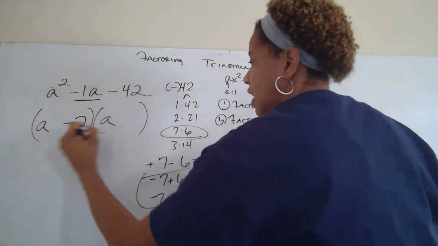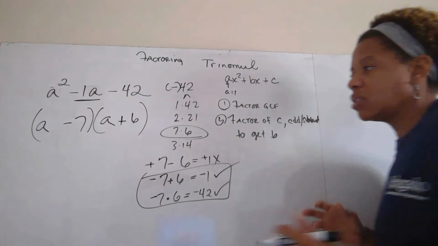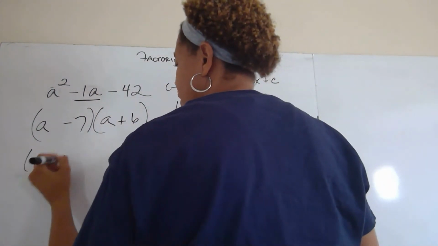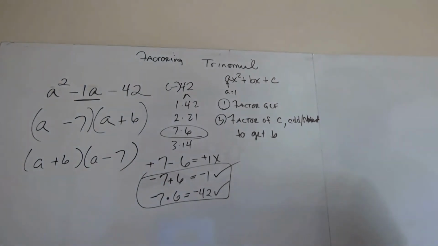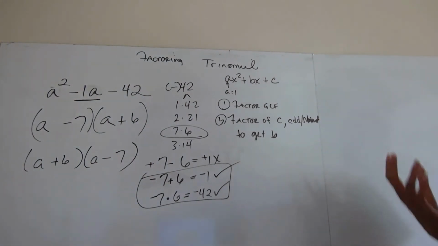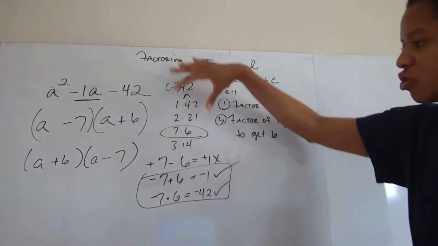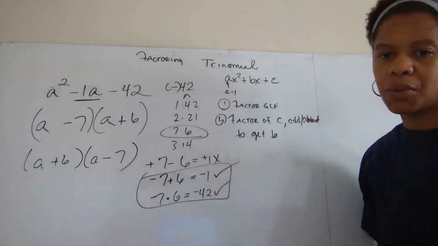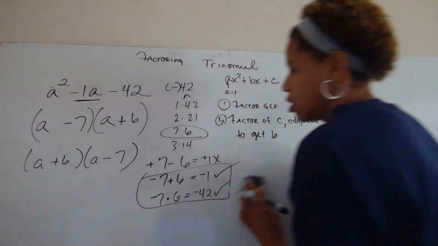So what am I putting in? A negative 7 plus a 6. And I'm finished. And again, if you have a plus 6, a minus 7, it's still the same thing and it's correct. Most of your work is scratch work when you're factoring. It's just you figuring out the numbers that are going to make it work.